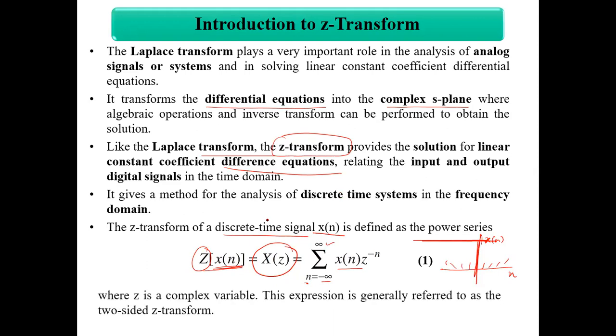Now, here z is basically a complex variable. It is a variable which is related to the z plane. Like in continuous time systems or signals, or you can say the analog signals, we have the S operator or Laplace operator. So similarly, we have a Z operator in Z transform.